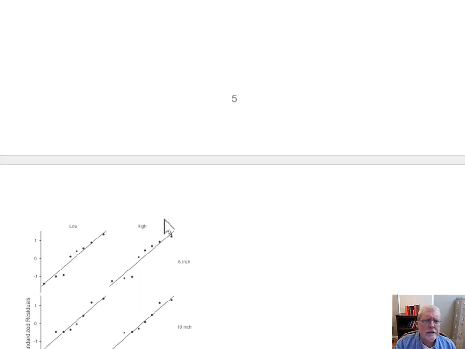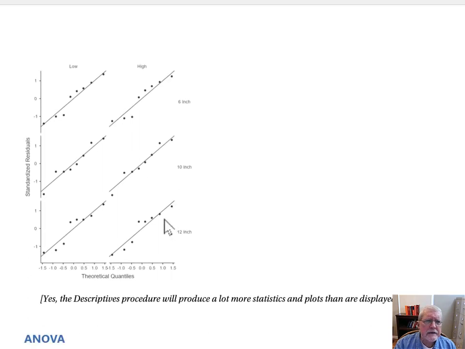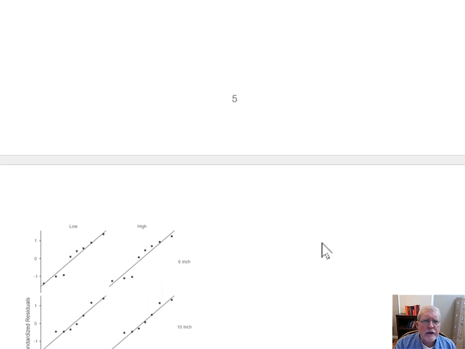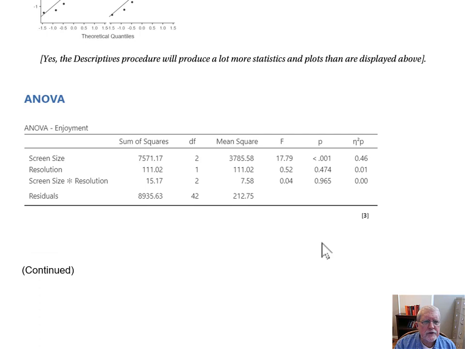We continue. We're on page 6 of the exercise. Here we have QQ plots. Your QQ plots should resemble mine. I have a note here that says, yes, the descriptives procedure will produce a lot more statistics and plots than are displayed above. I am still on page 6 of the exercise.